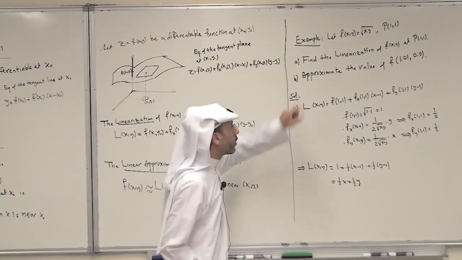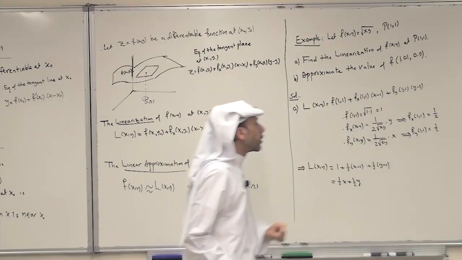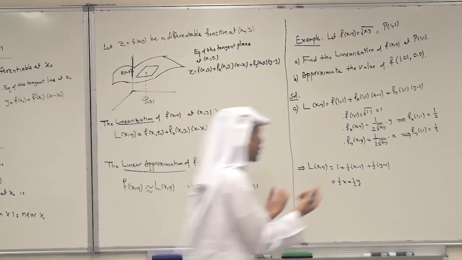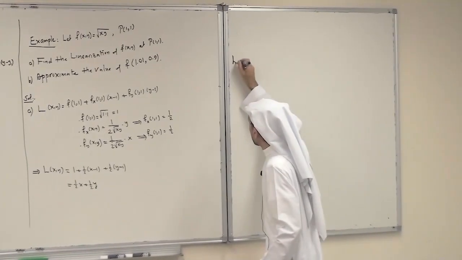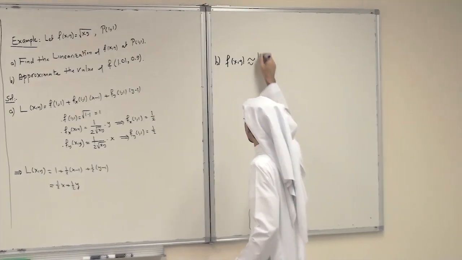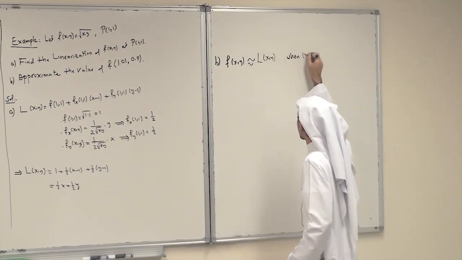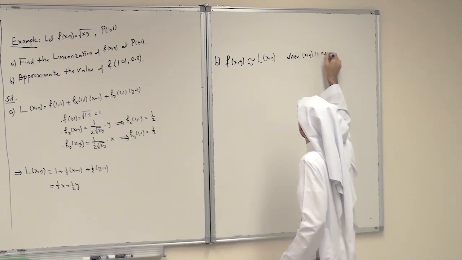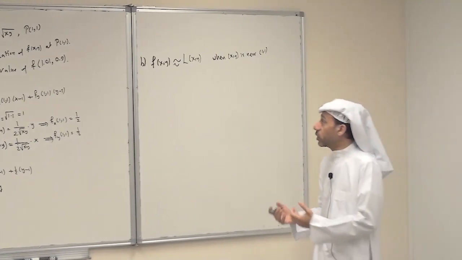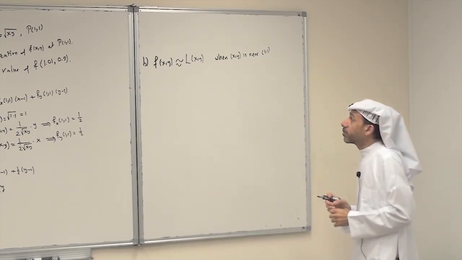For part b, approximate the value of the function at the point 1.01, 0.9. For approximation, we use the application of the linearization. The main application of linearization is the following: f of x, y is approximately equal to the linearization when x, y is near the point 1, 1. We use linearization to approximate the values of the function around a specific point.